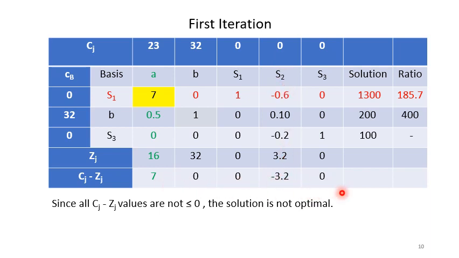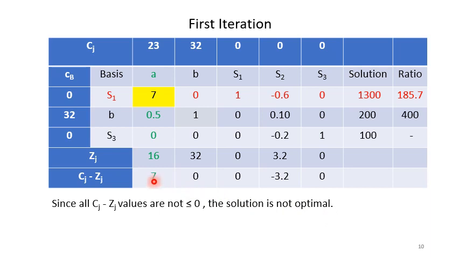When you look at these particular values now, all Cj minus Zj values are not less than or equal to 0. All should be less than or equal to 0. You cannot see a minus value here, fine. But what is your objective now? All values should be less than or equal to 0. Since all Cj minus Zj values are not less than or equal to 0, the solution is not optimal.